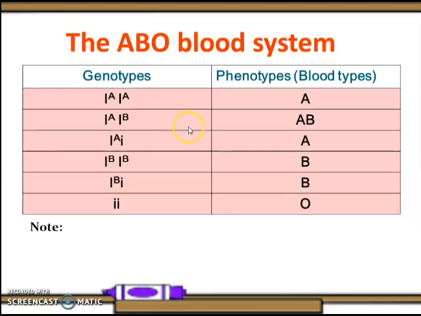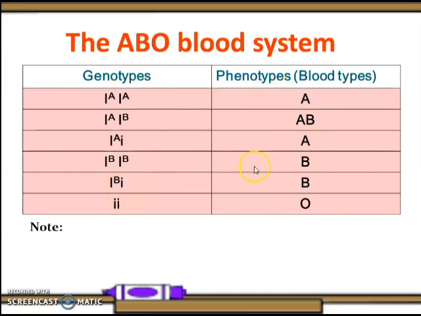The I designation here stands for isoagglutinogen, another term for antigens. Those are names for alleles involved in the ABO blood group system. The I stands for isoagglutinogen, which is an antigen that causes agglutination of blood cells when reacting with a specific antibody, an isoagglutinin. The first column here shows the genotypes and the second column shows the phenotypes.